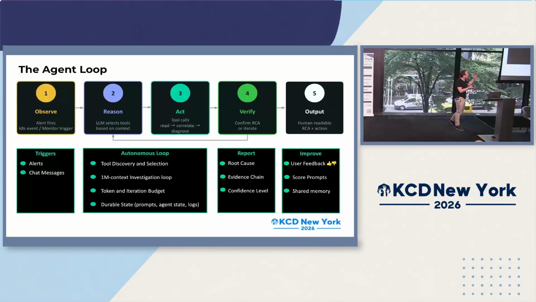Then at the end, we are going to compile the results, the root cause analysis with the evidence chain, back to the user. And we post that either in the incident thread or on the chat or wherever. And the user can vote or put a thumbs up, thumbs down on the root cause analysis. And we keep that for later post-analysis, so we can improve the system.